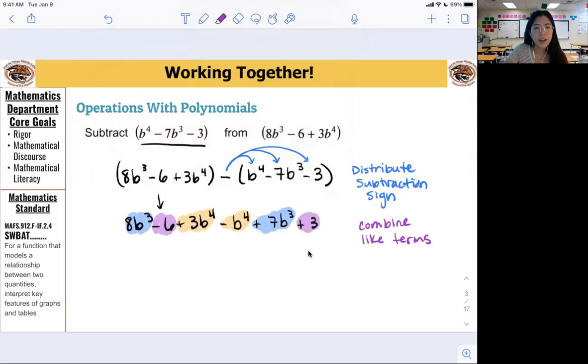All right, we're just going to go ahead and combine everything. I'm going to go from left to right, and then we'll rearrange everything afterwards. So 8b cubed and 7b cubed, what do I get?